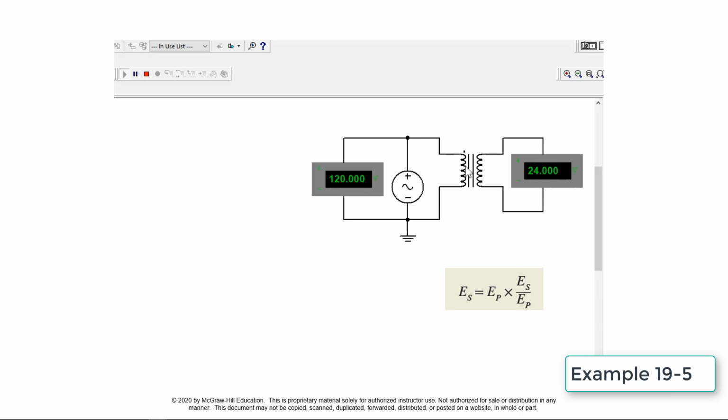The simulation is turned on to show the original values, and then the source voltage is changed to confirm this calculation.